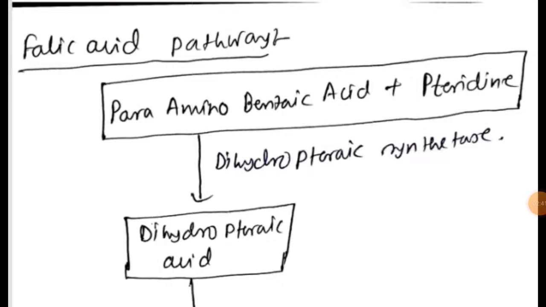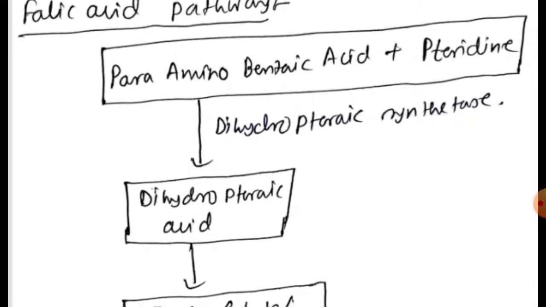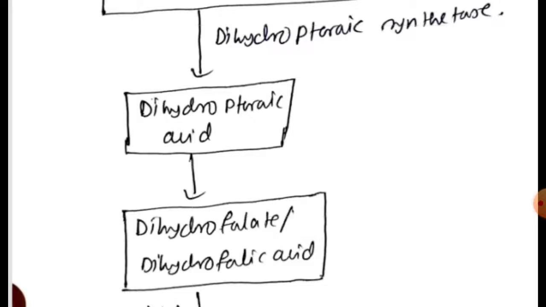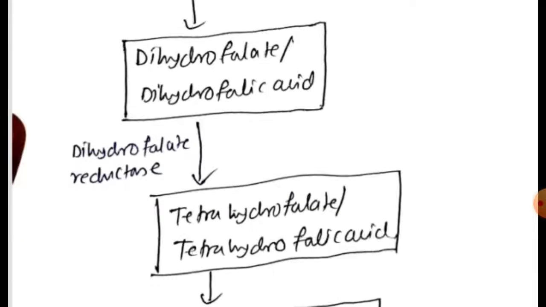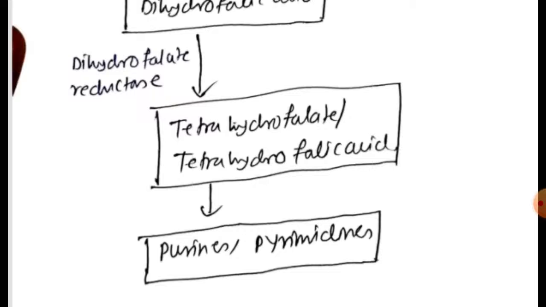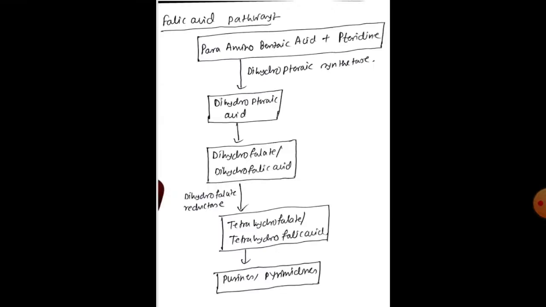So the first step is the reaction of PABA and pteridine in the presence of the enzyme dihydropteroic synthetase, which gives dihydropteroic acid. This dihydropteroic acid is converted to dihydrofolate or dihydrofolic acid. Then dihydrofolic acid is converted into tetrahydrofolate or tetrahydrofolic acid with the help of dihydrofolate reductase, which ultimately leads to the formation of purine and pyrimidine.